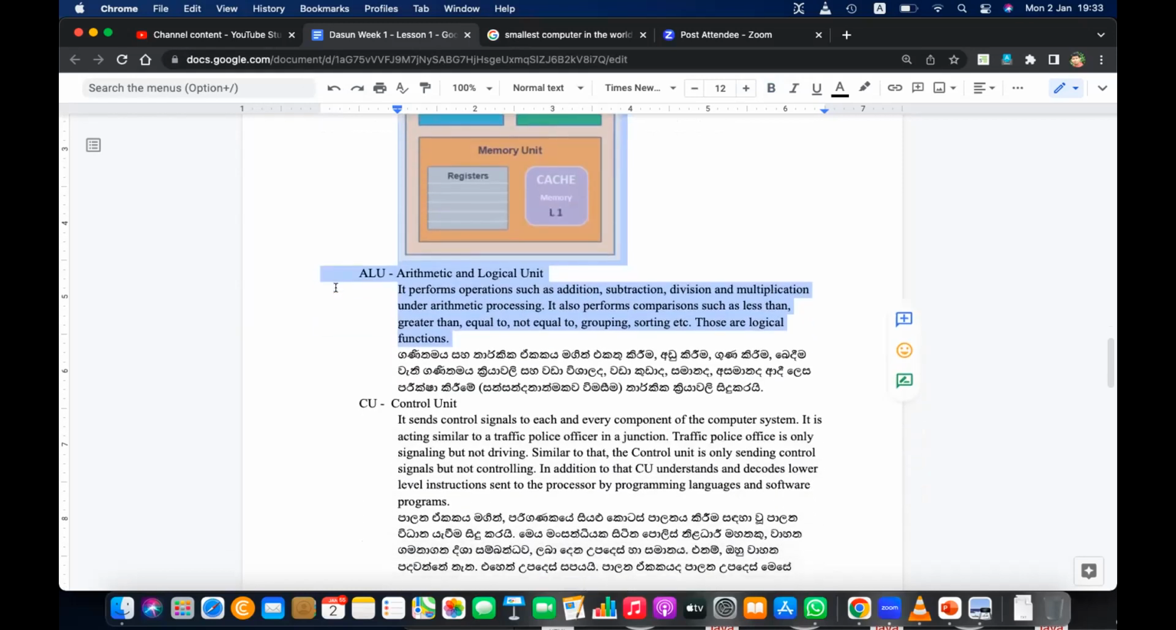And also write down about the CU, right? Both, please write down about ALU and CU. I will explain the CU after you write, right?